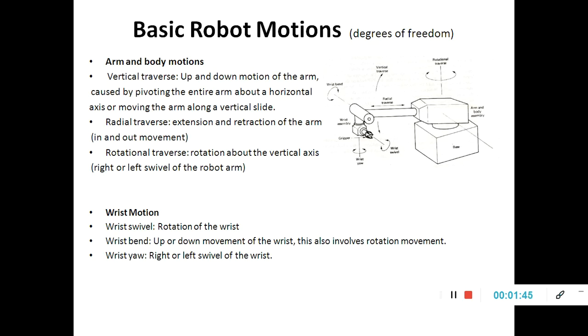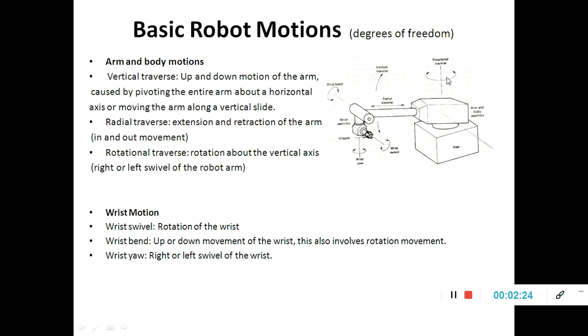Now coming to the basic robot motions, we call it 6 degrees of freedom. With this diagram I am going to explain what those 6 degrees of freedom are. Here is the vertical traverse. This robot consists of a base, this is the telescopic arm, this is the wrist bend, this is the yoke, and these are the grippers, right?